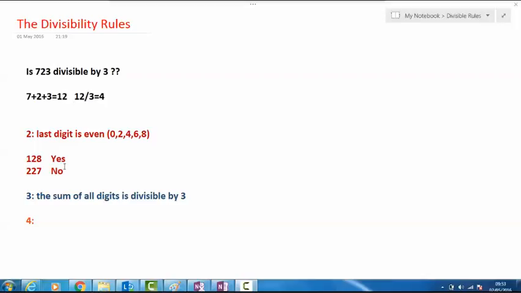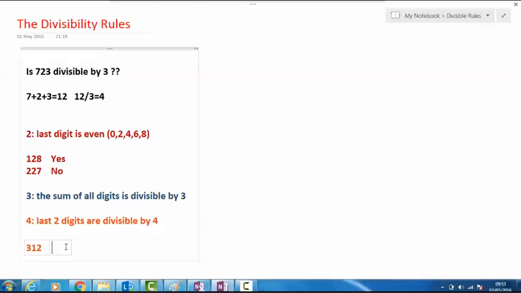Let's look at the rule of 4. If the last 2 digits are divisible by 4, the number is a factor of 4. Let's have a few examples. Is 312 divisible by 4? 312 is divisible by 4 because 12 is a factor of 4.